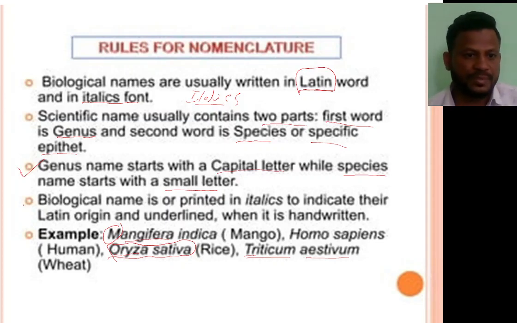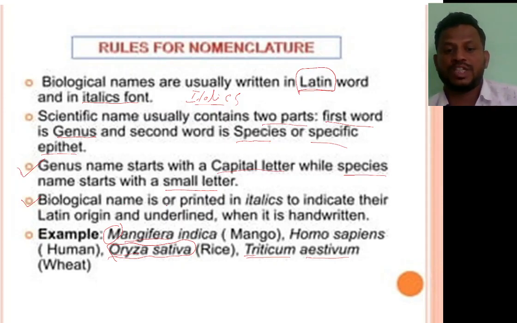And the next rule: the biological name is printed in italic to indicate its Latin origin, or underlined. It means whenever we write the name of an organism using nomenclature, we have to write it in italic form. Why? Because it shows the Latin origin, or we have to underline it like this. I underlined here, like this, you have to underline it.